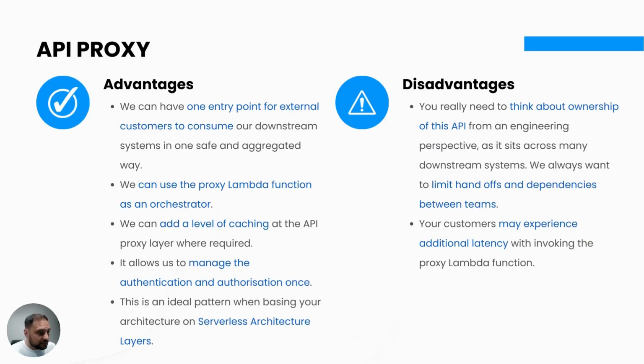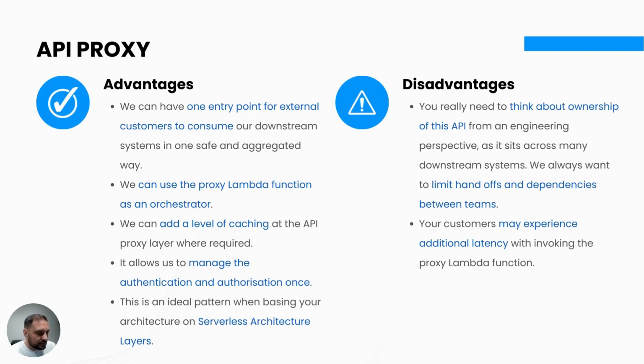So advantages, we've got one entry point for external customers. I guess if we didn't have this API proxy, what we'd have is that web app or that consumer API would then essentially need to consume multiple downstream APIs. So they would have to consume all of these, say, 20 domain service APIs. But this proxy in place allows them just to interact with that one API.